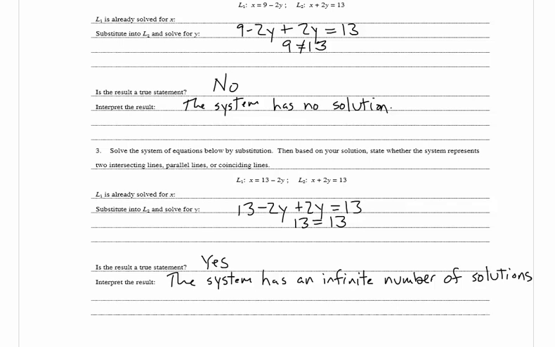So in this module, in both problems, the variables dropped out, and in number 2, because we had a false statement, 9 does not equal 13, the system had no solutions, which means that we had parallel lines. And in number 3, after our variables dropped out, we ended up with the identity, 13 is equal to 13, so we had infinite solutions, which means that we had coinciding lines.